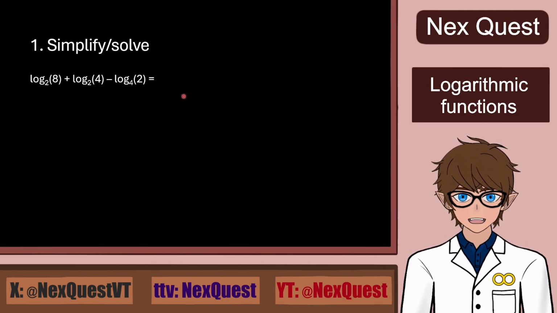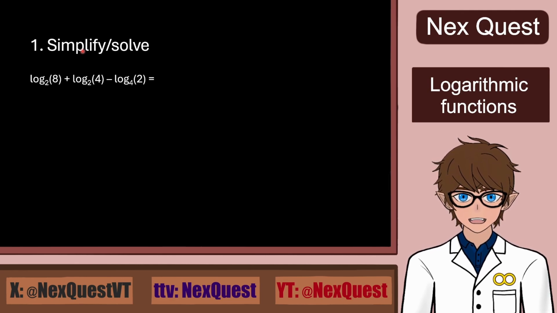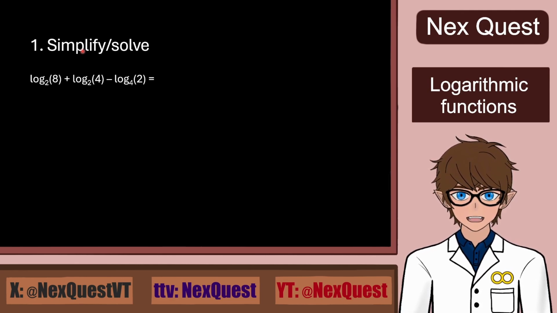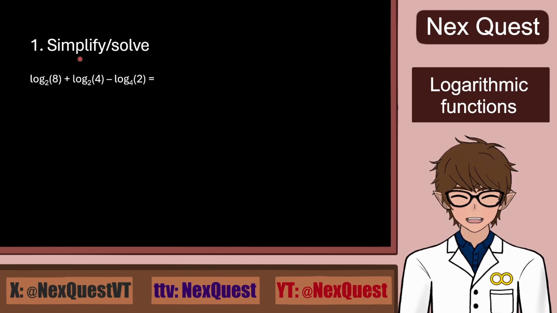Seems there's a mistake. The task said simplify because originally it was with variables, but then I changed it to numbers and forgot to correct it to solve, so I guess the instructions were unclear. I hope you solved it. If not, as long as you simplified it, as long as it makes sense, that's all fine as well.